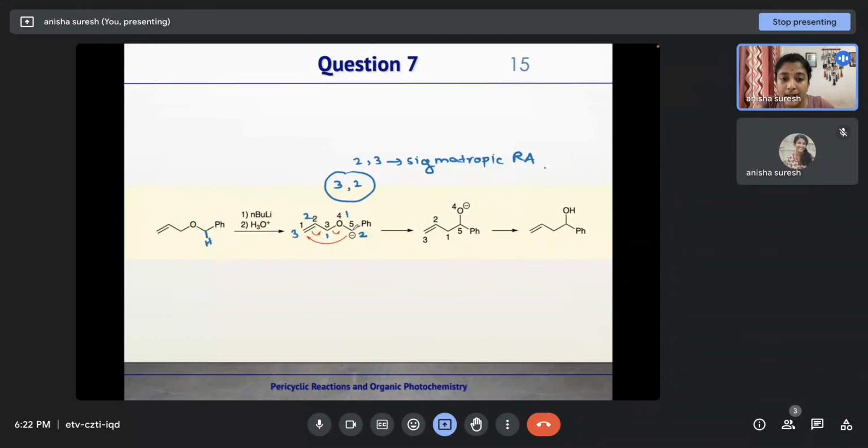So this anion will go and attack over this double bond. It will shift over here and this bond will break, leading to formation of this intermediate. Now since it is an O minus alkoxide, it will abstract the proton. We are treating with H3O plus. It will abstract this proton from H3O plus and it will get protonated, giving this product.